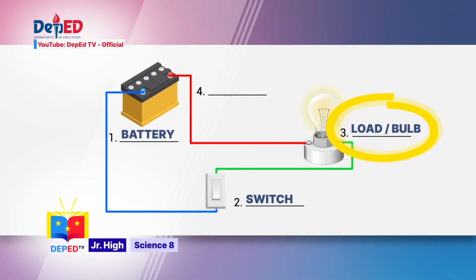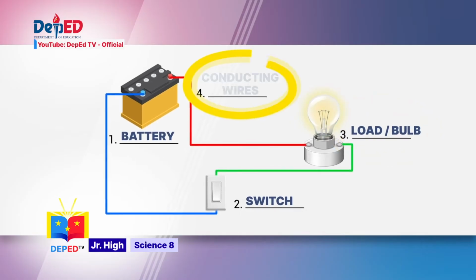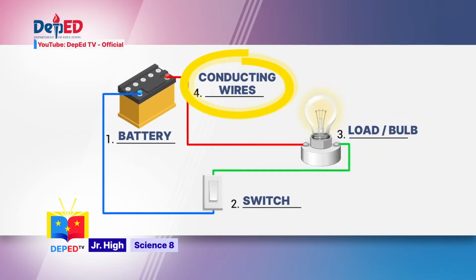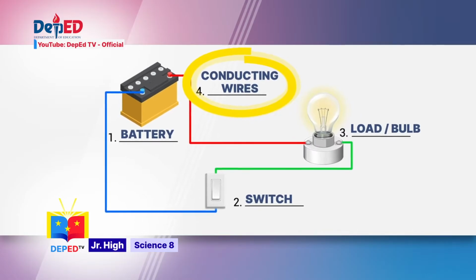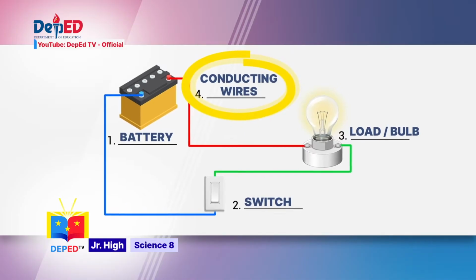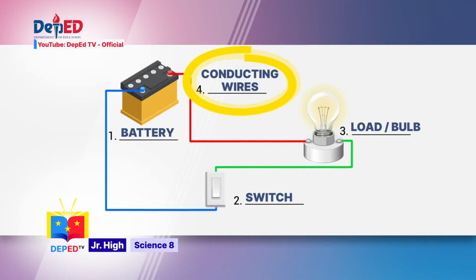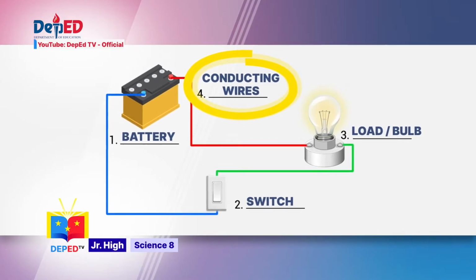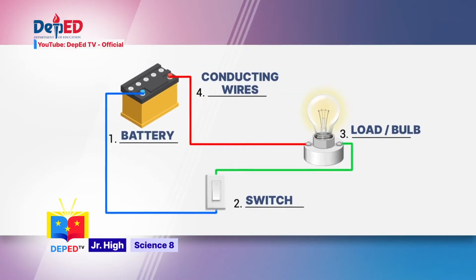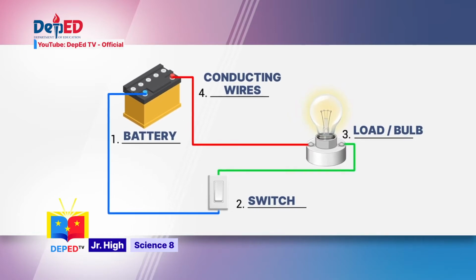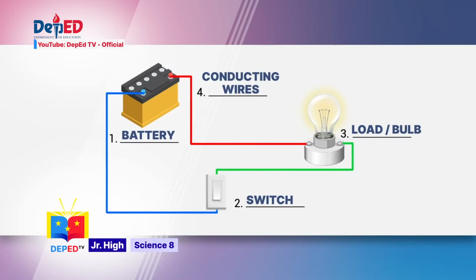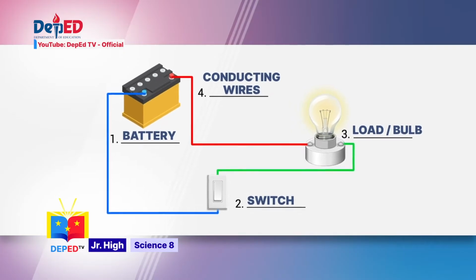Number 4 is conducting wires. They are a special kind of conductor where current can pass through easily. There is a corresponding safe amount of current that can pass through for every size, thickness, or cross-sectional area of conducting wire. So, it is important to consider the dimension of wire to be used when connecting a load or number of loads in a circuit.